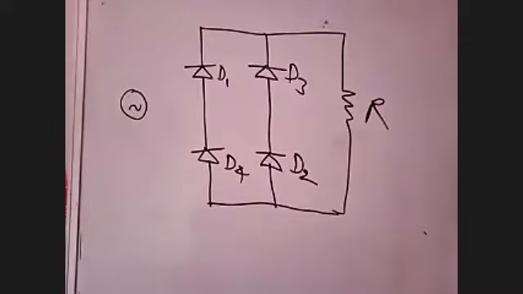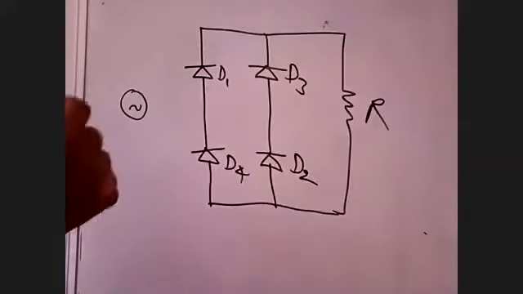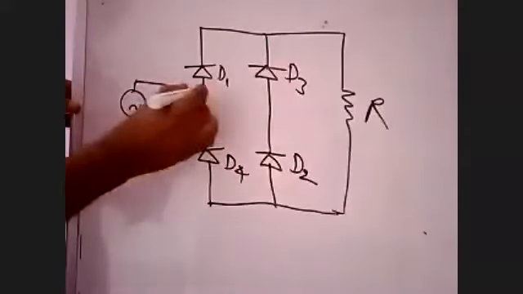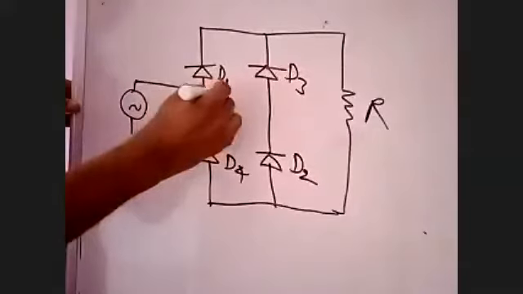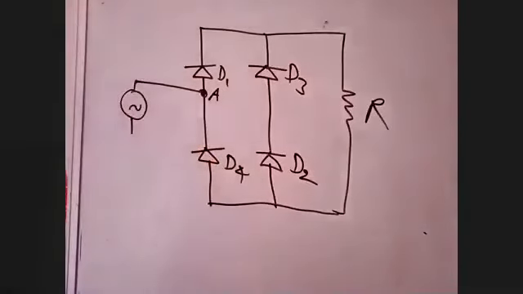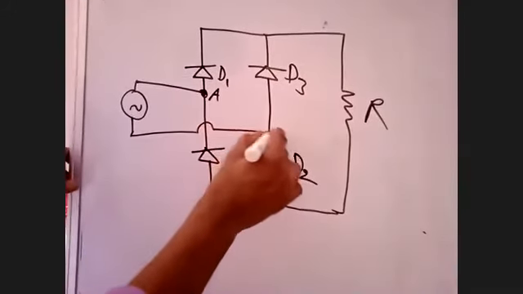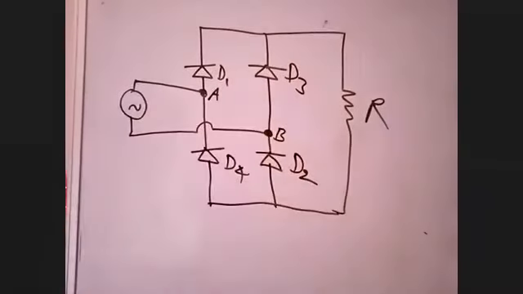Now see how we will connect this sinusoidal voltage. This sinusoidal voltage has 2 terminals. One terminal I am connecting in between D1 and D4. Second terminal I am connecting in between D2 and D3. So the AC input voltage is connected in between A and B.